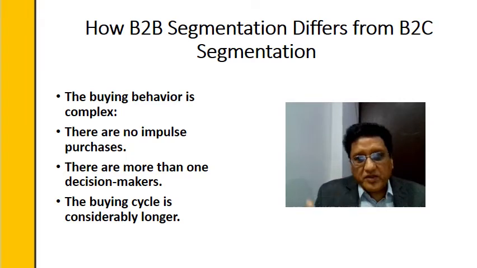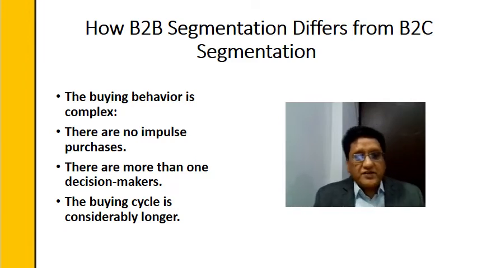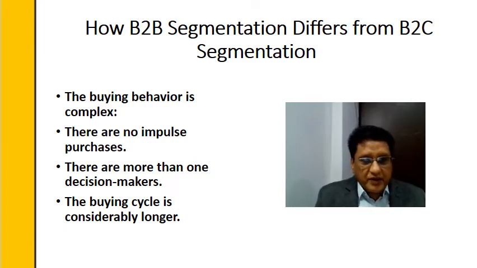So if I'm asked to list four ways in which B2B segmentation differs from B2C segmentation, the first is that buying behavior is very complex in B2B. B2B purchases are usually high involvement, and customers are looking for a personalized solution. Personalized means specific to the corporation which is buying. In B2B, there are no impulse purchases. It's not like you have a craving for something sweet and you go across the street to the mom and pop store and buy a chocolate. No, no, no. There are no impulse purchases in B2B.